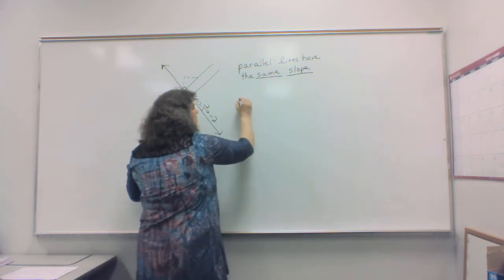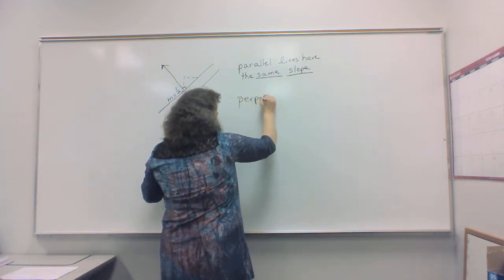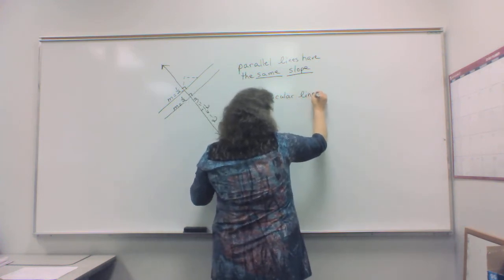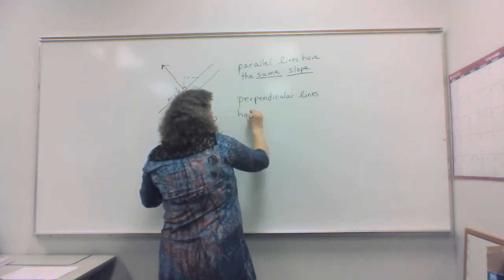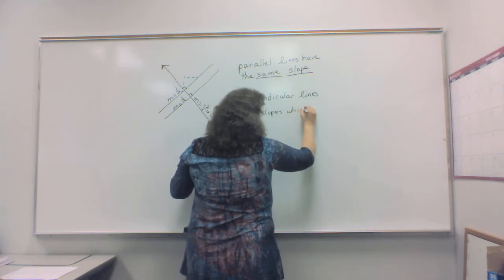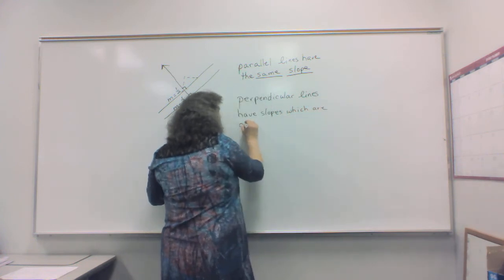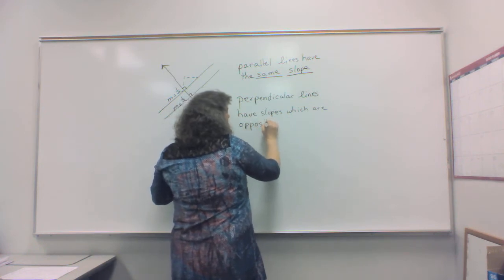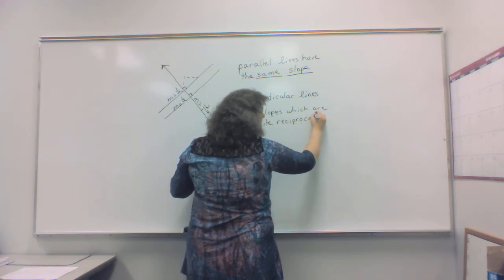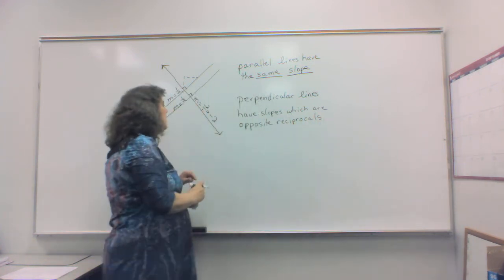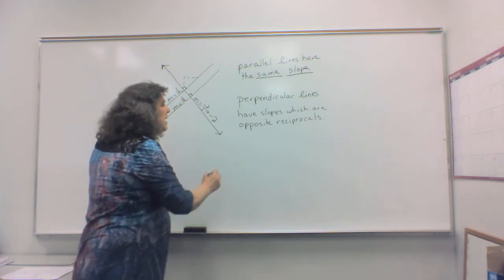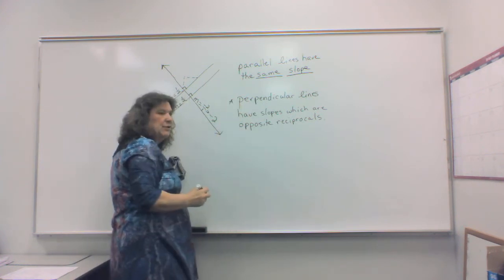So perpendicular lines have slopes which are opposite reciprocals of each other. So if one is positive, the other one is negative. And if the fraction is flipped upside down, it's the reciprocal, the flipping of it. That is one way to define perpendicular lines.